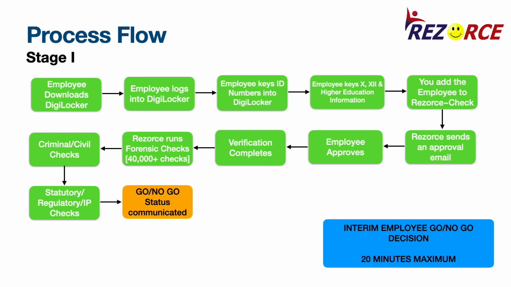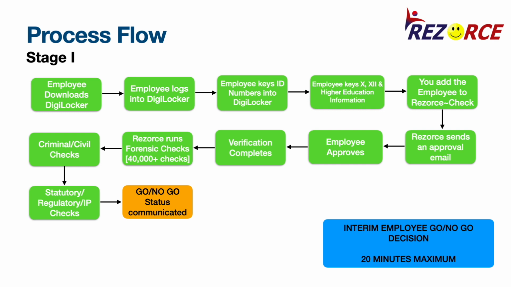Once they've added all these documents, you can initiate this case by providing as little as 5 data points in our system. At this juncture, the system will send an email to your employee asking their approval to access the data on DigiLocker. At the very instant the approval is granted, the verification process will be initiated and completed for the documents that have been uploaded.